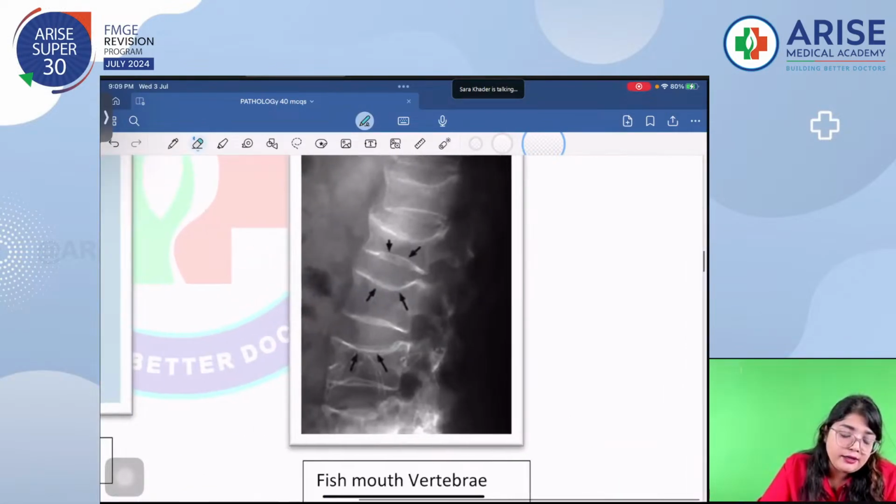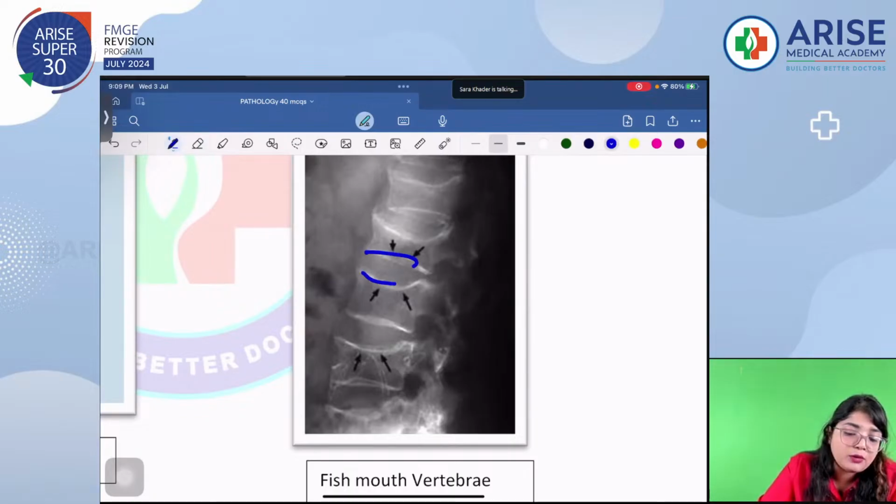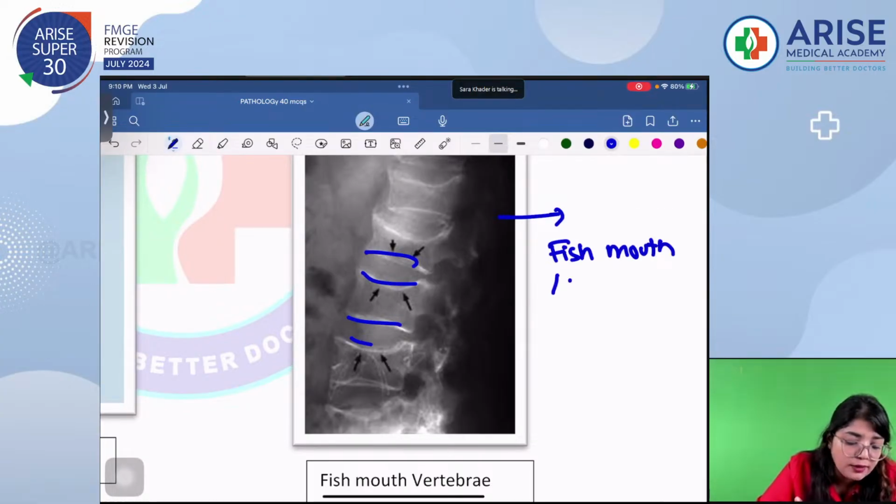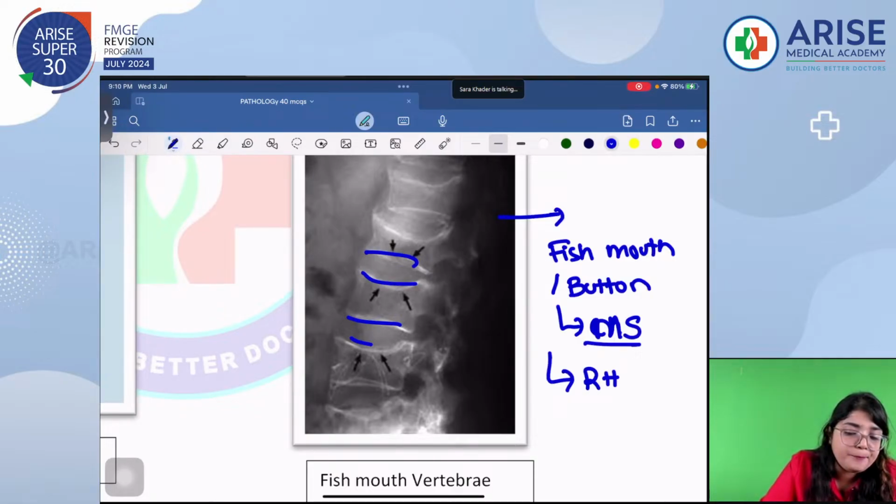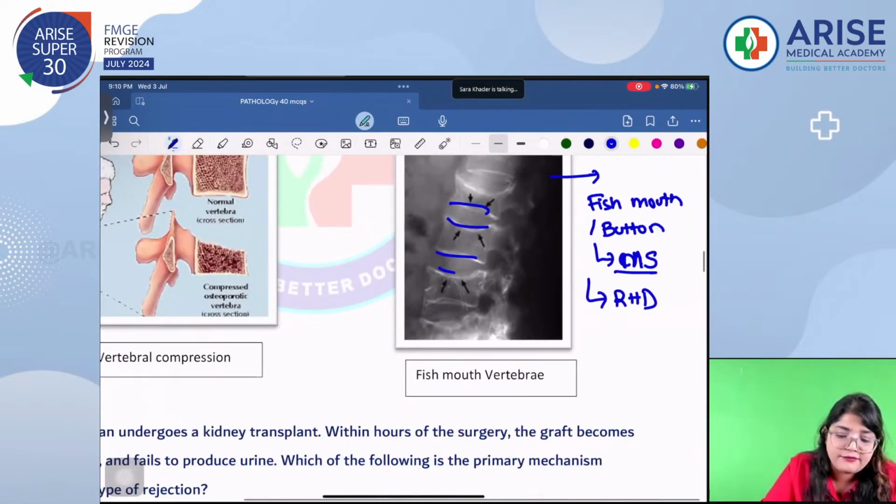In osteoporosis, one very, very important image is the fish mouth vertebrae, because of the weakness. Can anybody tell me, fish mouth or buttonhole appearance is also associated with what? Fish mouth or buttonhole appearance is associated with chronic mitral stenosis in RHD. Remember, yes, very good.